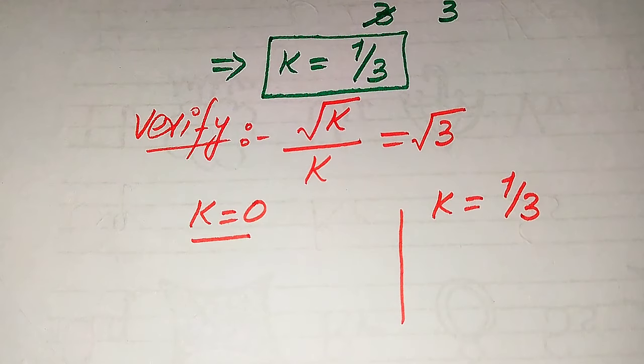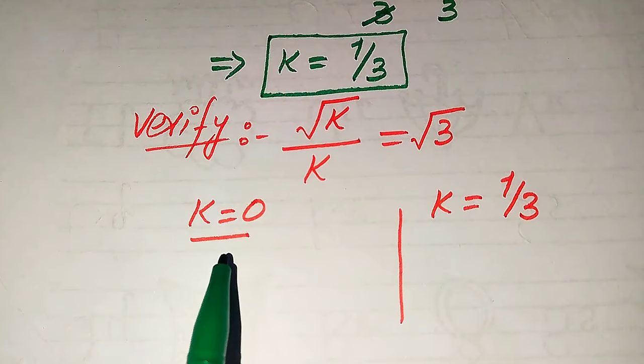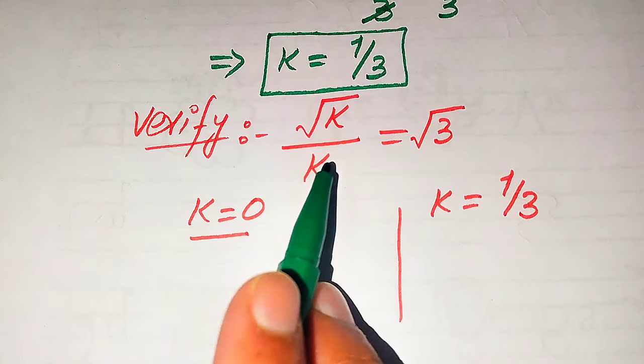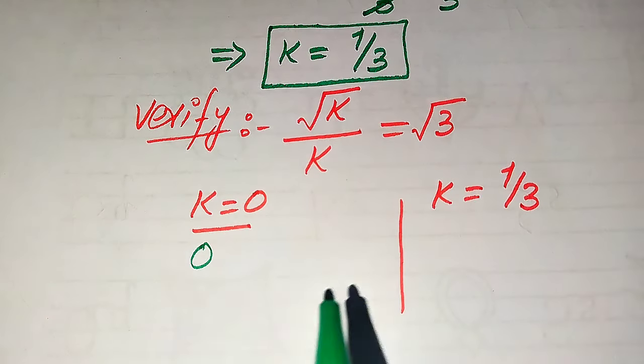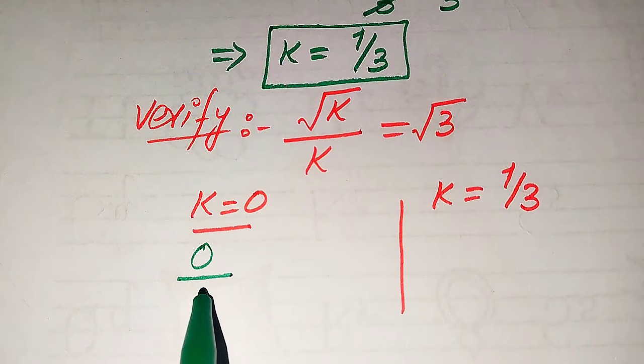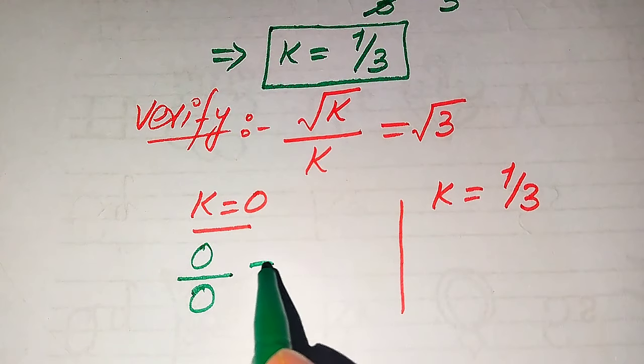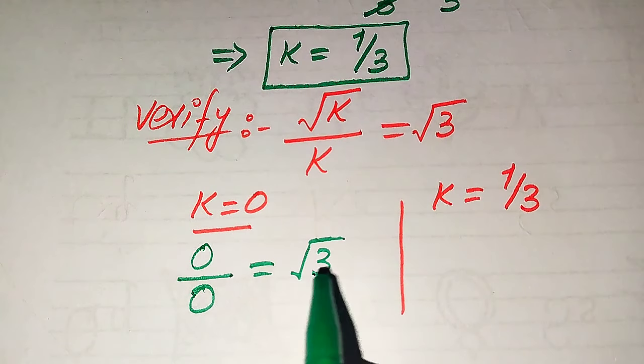Okay, so first we need to focus on this value of k. When we put this value of k here, it becomes 0, and this becomes the square root of 0, and we know that the square root of 0 becomes 0, and this is also 0, is equal to the square root of 3.